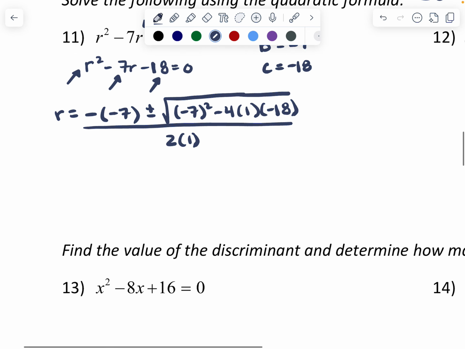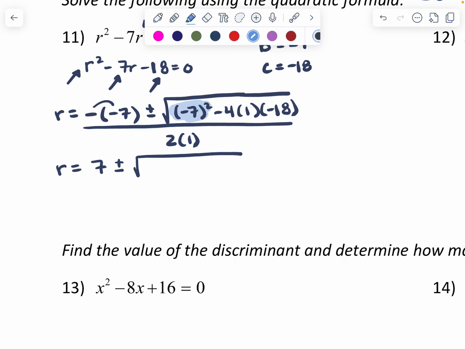Okay, let's do some simplifying. So I have r equals a negative and a negative makes a positive, plus or minus the square root of, and then I'll just highlight as I go here. -7 squared is 49. And then looking here, I have a negative times a negative. I know that's a positive. And then I need to multiply these out.